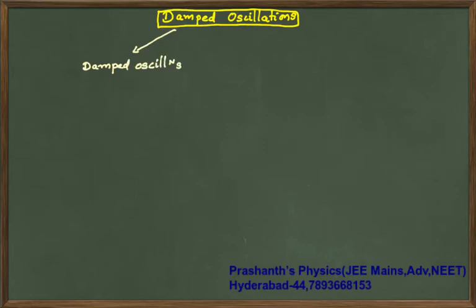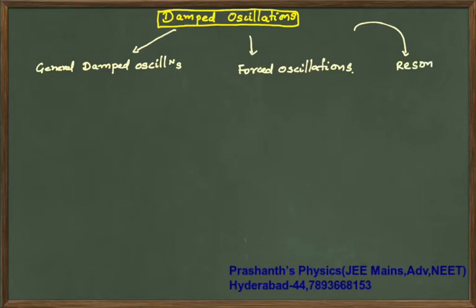you will have three subtopics. One is general damped oscillations. Next, second type is forced oscillations. Forced oscillations is a different topic, and within forced oscillations you will have resonance. So these are the three main areas from which questions usually keep coming. What you are supposed to do is understand the subject better. You need to identify which topic the question belongs to first and then solve it accordingly.